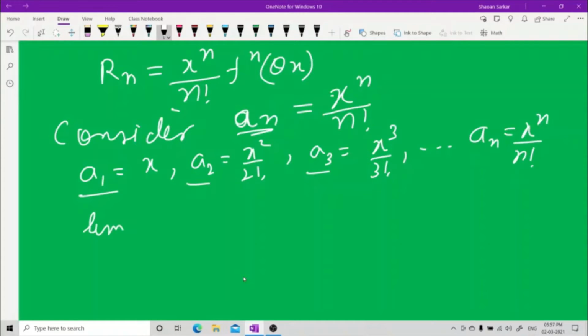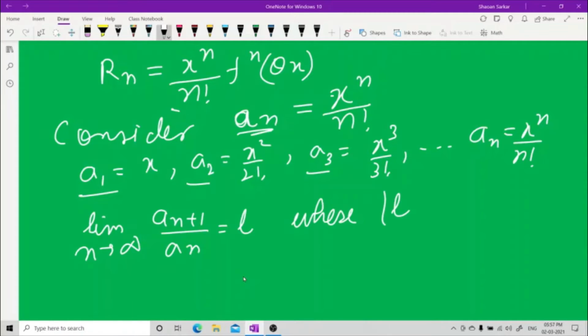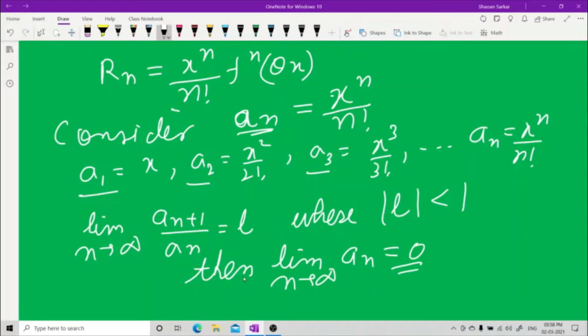If limit n tending to infinity a_{n+1} upon a_n is equal to L, where mod L, whatever this L may be, is less than 1, then limit n tending to infinity a_n is always 0. This is a result in real analysis: if we take a sequence a1, a2, a3 up to a_n, and a_{n+1} upon a_n equals L, where mod L is less than 1, the limit n tending to infinity a_n is 0.